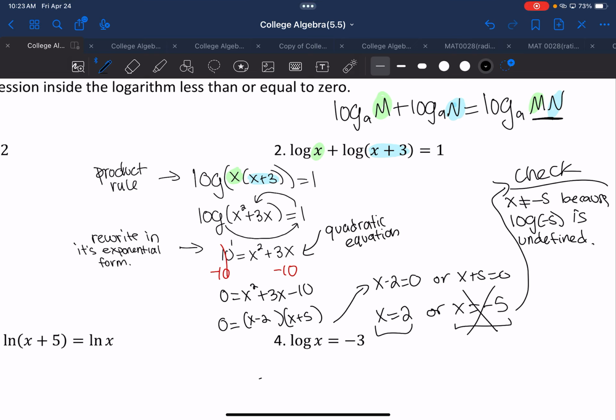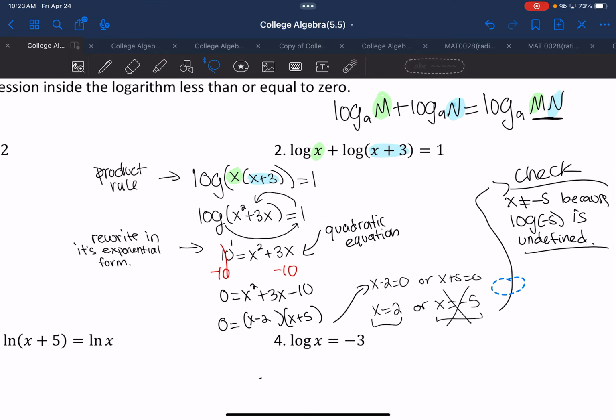And then for 2, for x equals 2, I would have log of 2 plus log of 2 plus 3 equals 1. So I just plugged 2 in for those x's in the original. You could literally plug this whole left side into your calculator and see if it equals 1. And it'll equal 1.